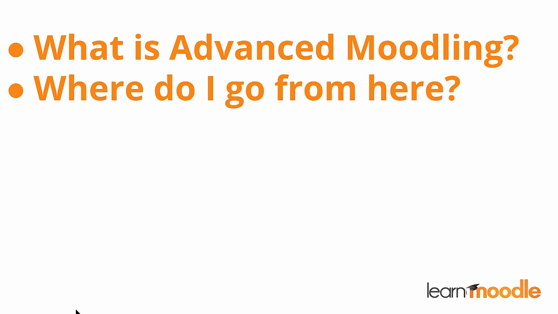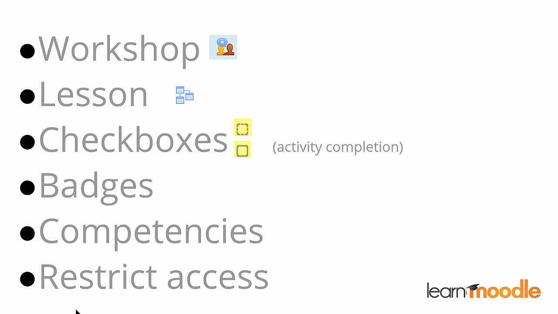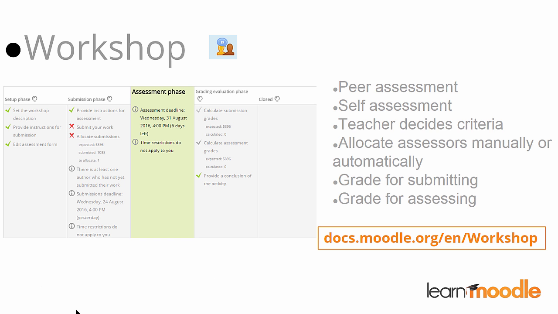This week we're going to answer the questions, what is advanced Moodling and where do I go from here? The Teaching with Moodle course covers the basic features for beginners with Moodle, but if you take your training further, there are other advanced options you can study. We're going to look briefly at 2 advanced activities, workshop and lesson, and 4 advanced settings, checkboxes, badges, competencies and restricting access.